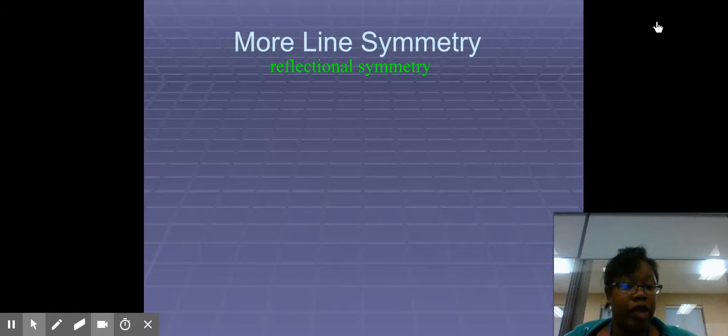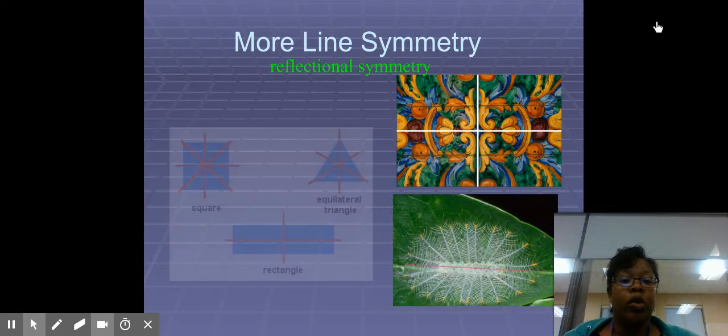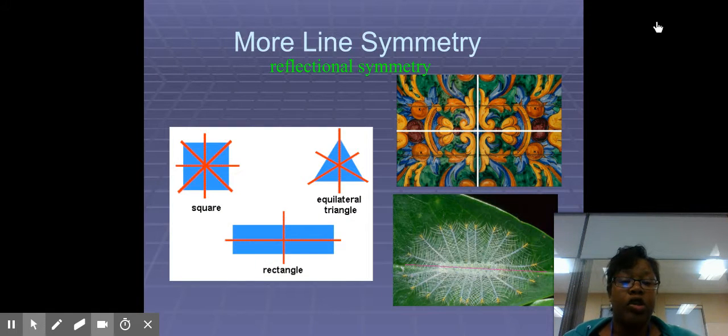There's also reflectional symmetry. So reflectional symmetry means that every little piece on this side, colors, the shapes, when you fold it horizontally, which is across, or if you fold it vertically, which is up and down, then it will match up. Here are some shapes, and then there's another example of symmetry found in nature.